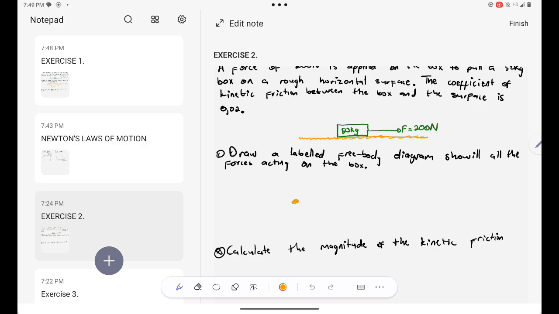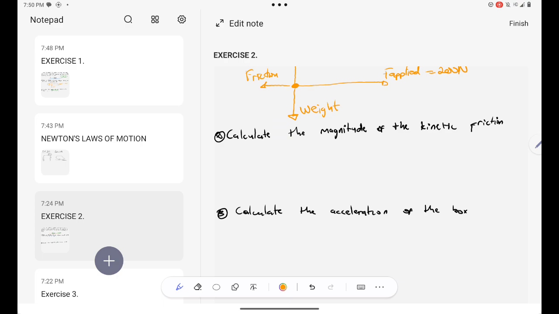Our box is in the universe, so it will always experience a gravitational force, which is always acting vertically downwards. Since our object is on top of a surface, it will always experience a normal force, which is a contact force that is always perpendicular to the surface. We do have our applied force, which pulls the box towards the right, which is just 200 newtons, and then we have our kinetic friction, which will always oppose the motion.